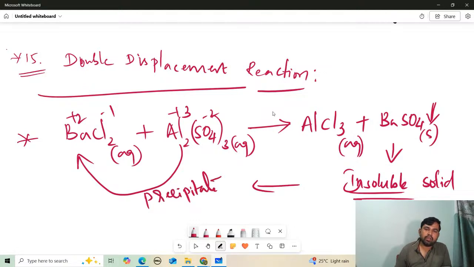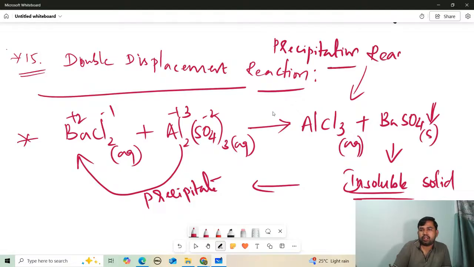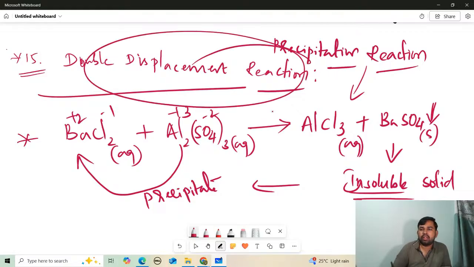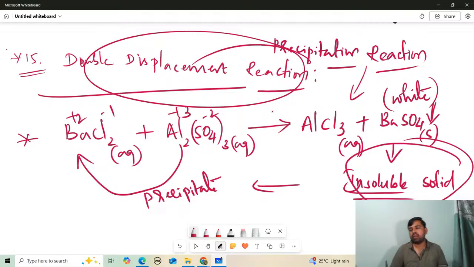And such kinds of reactions are called what, sir? They will call it a precipitation reaction. So precipitation reaction is nothing but a double displacement reaction in which one of the products is an insoluble solid. Remember, it is a white color insoluble solid. Wherever barium sulfate is, it will be a white color insoluble solid. This kind of double displacement reaction is called a precipitation reaction.